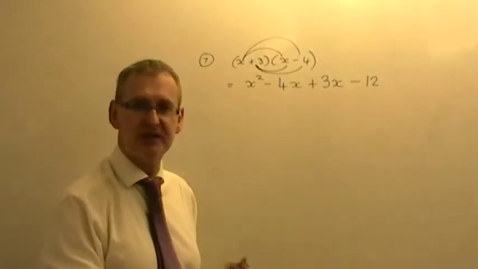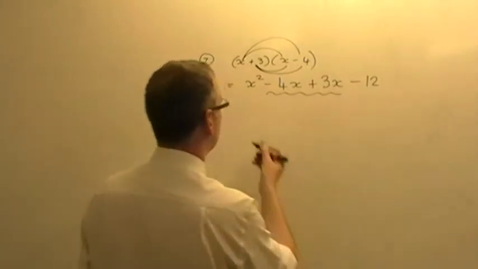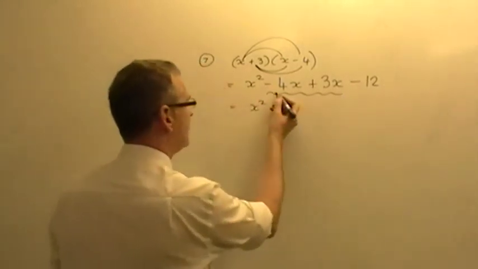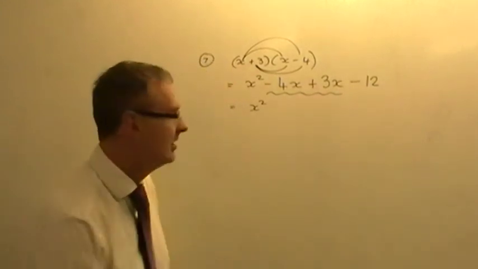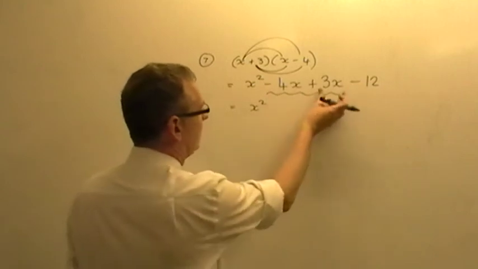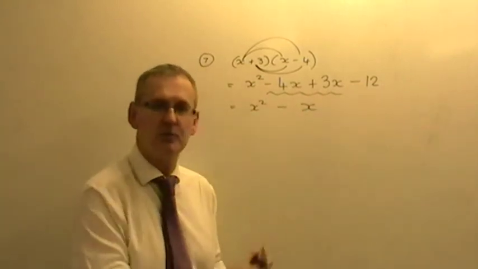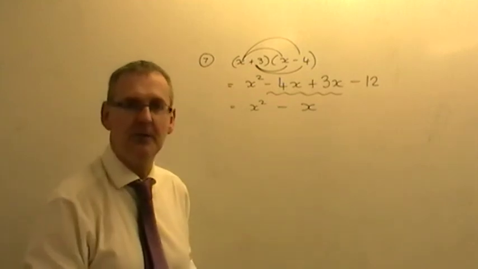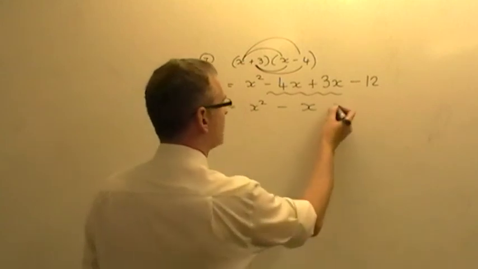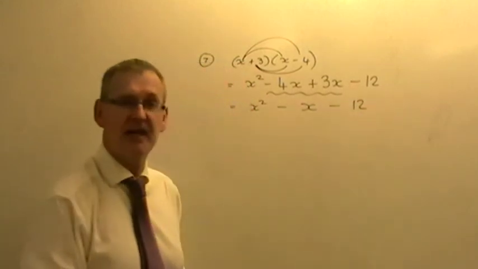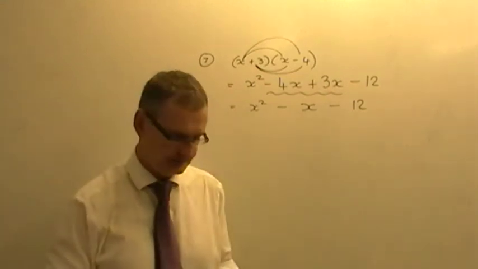The question says expand and simplify. What you'll notice is that the first term is going to go straight down, but the two middle ones will combine together because they're both x's. A minus 4x with a plus 3x gives you minus 1x. The minuses win a battle if you use the army method. And they win by 1, so it's minus 1x, and then minus 12 on the end. And that is the answer. If you expand and simplify that, you get that. That's the end of that question.